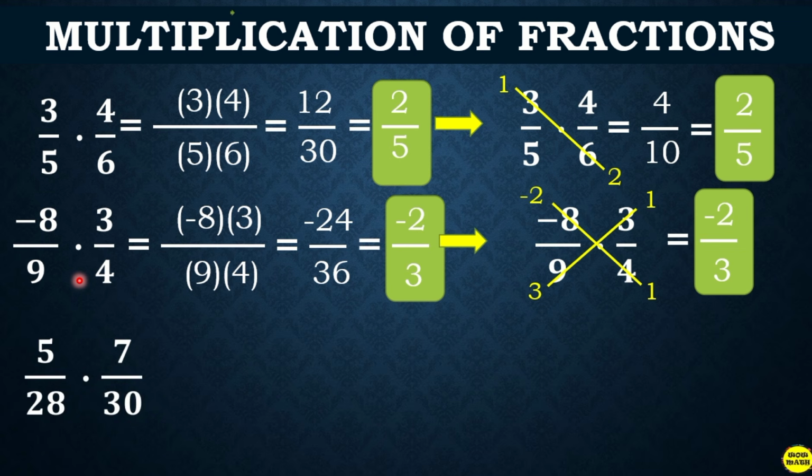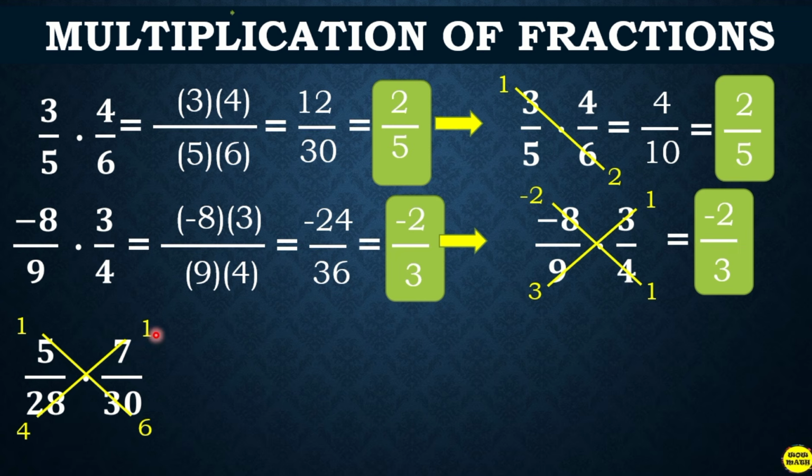Okay, so another example. So I have 5 over 28 times 7 over 30. So pwede tayong mag-cancellation technique dito. And that is, okay, so we can divide this. So 5 divide 5, that is 1. 30 divide 5, that is 6. And then this one also, so 7 divide 7, that is 1. 28 divide 7, that is 4.